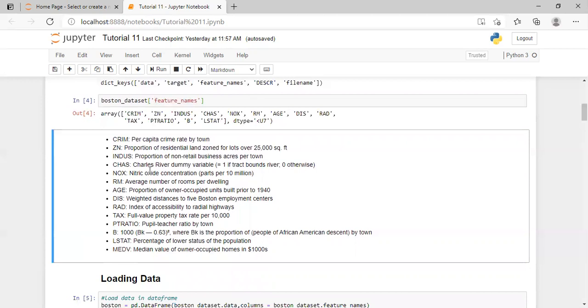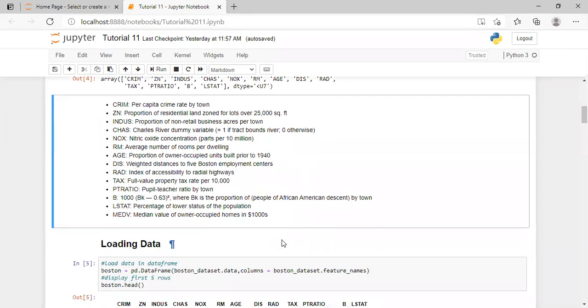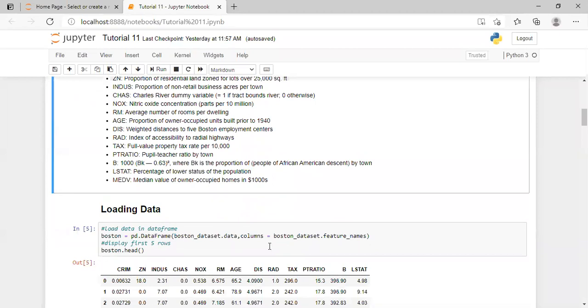So if I want to, for example, see the relationship between the price and the per capita crime rate, I would be using crime rate as an independent variable, and the prices of the homes as the dependent variable. And notice that all the prices are in thousands of dollars. So this would be very useful when we are trying to interpret our regression results.